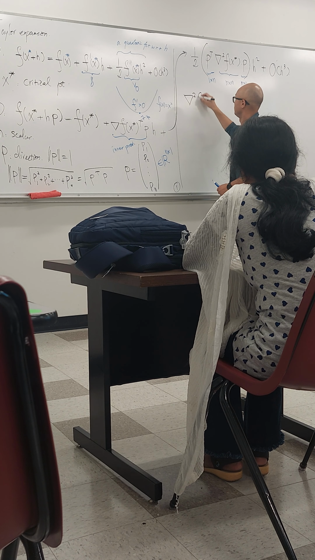So if we choose P to be (1, 0), we have P transpose times the Hessian times P is A11. In order for this matrix to be positive, this has to be greater than 0. Do a similar thing: if we choose P to be (0, 1), we do the same thing and compute that.